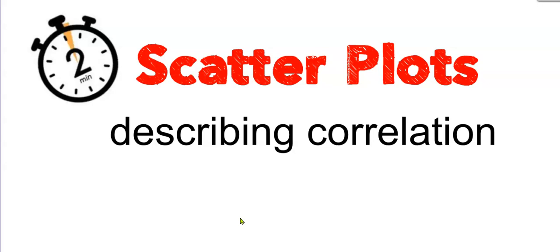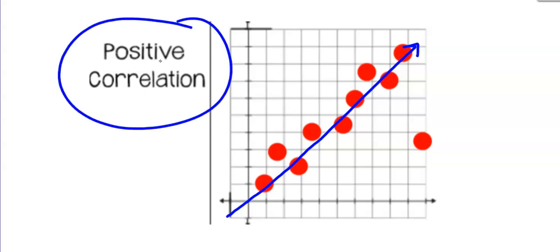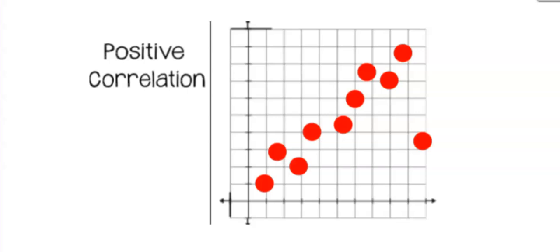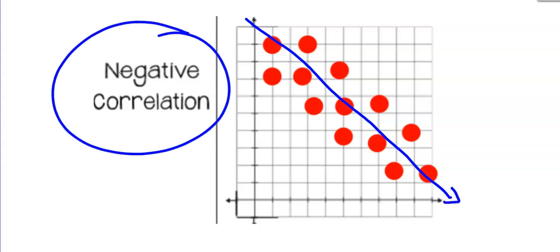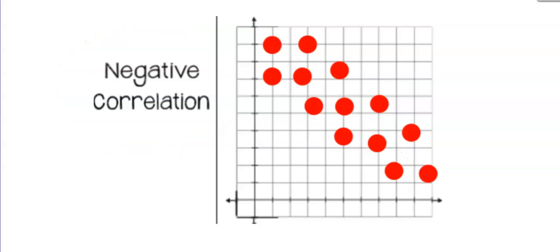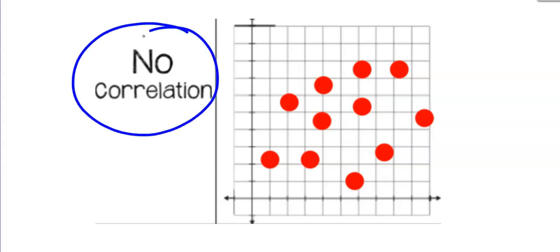Scatter plots, describing correlation. When describing correlation, you have three options. Option number 1, when the data is trending in an upward increasing manner, we call this a positive correlation. The second option is data that trends in a downward decreasing manner. We call this negative correlation. And then we have data that is scattered equally about the coordinate plane, in which there is no correlation to the data.